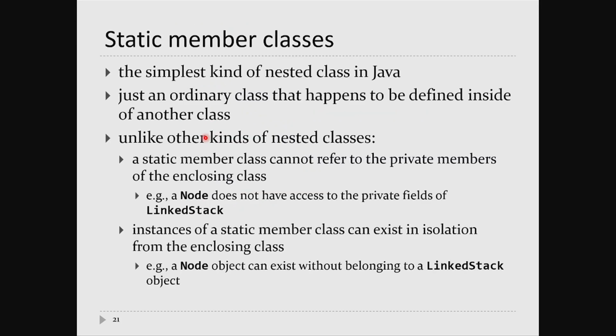Okay, so node is a static member class, which is the simplest kind of nested class in Java. A static member class is just an ordinary class that happens to be defined inside of another class. Now, unlike the other kinds of nested classes, so I told you what an inner class was last lecture, unlike an inner class, a static member class cannot refer to the private members of the enclosing class.